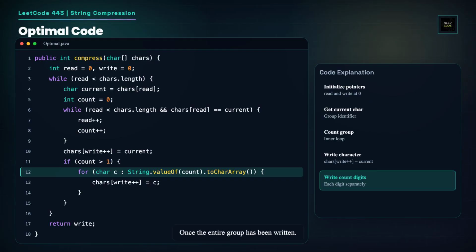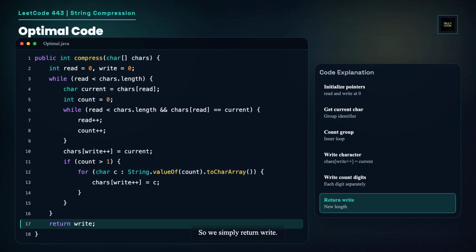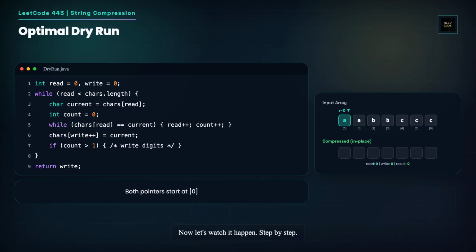Once the entire group has been written, the read pointer continues searching for the next group. Eventually, every group is processed, and the write pointer tells us how many positions were used. So we simply return write. That's the complete solution. Now let's watch it happen.